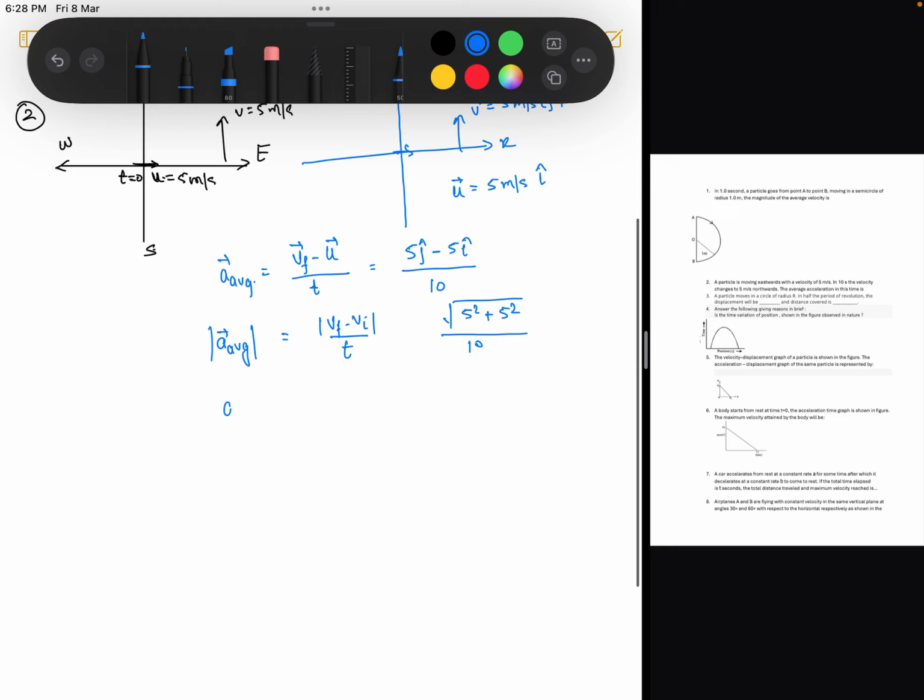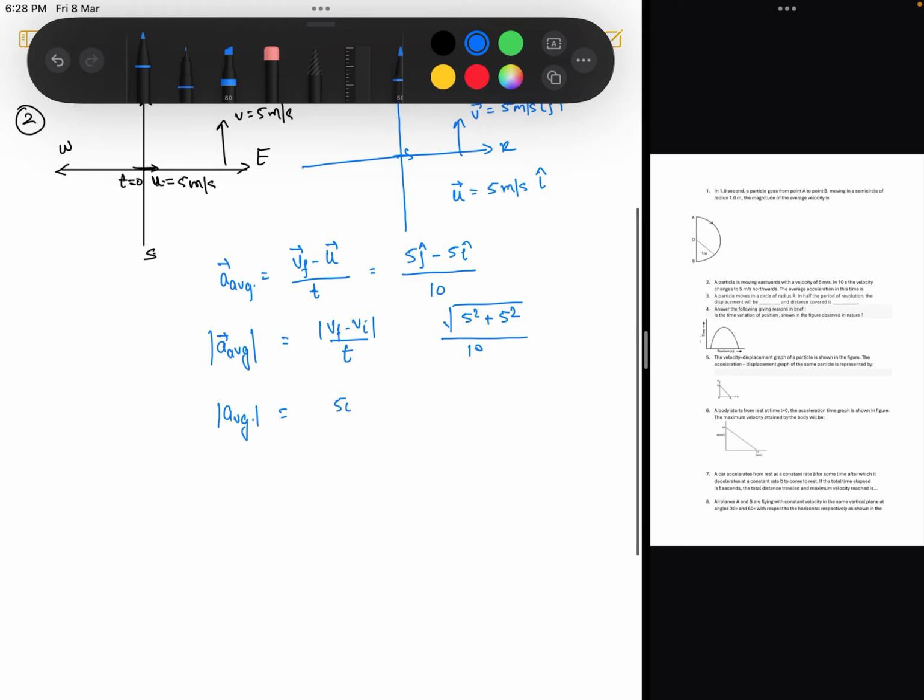So our average acceleration magnitude will be equal to root under 50 divided by 10. We can write it as 25 multiplied by 2, that will be equal to 5 root 2 divided by 10, that is equal to 1 by root 2 meter per second square. So this is our magnitude of average acceleration.